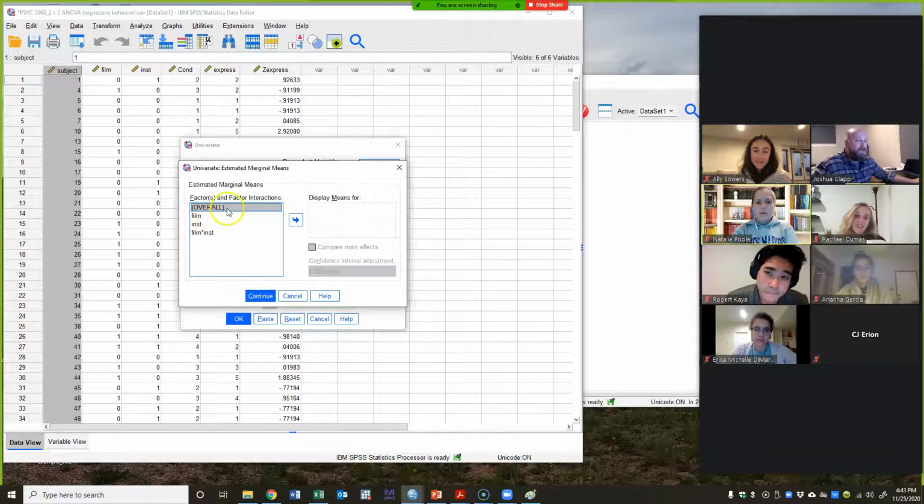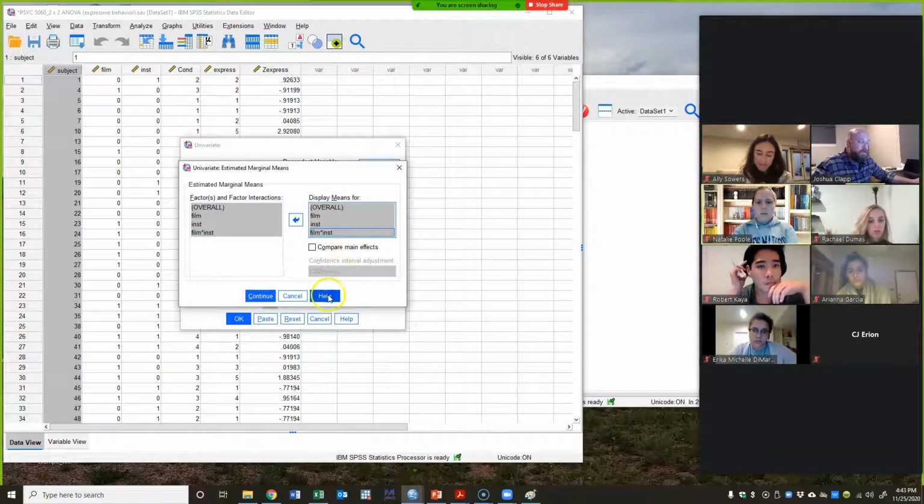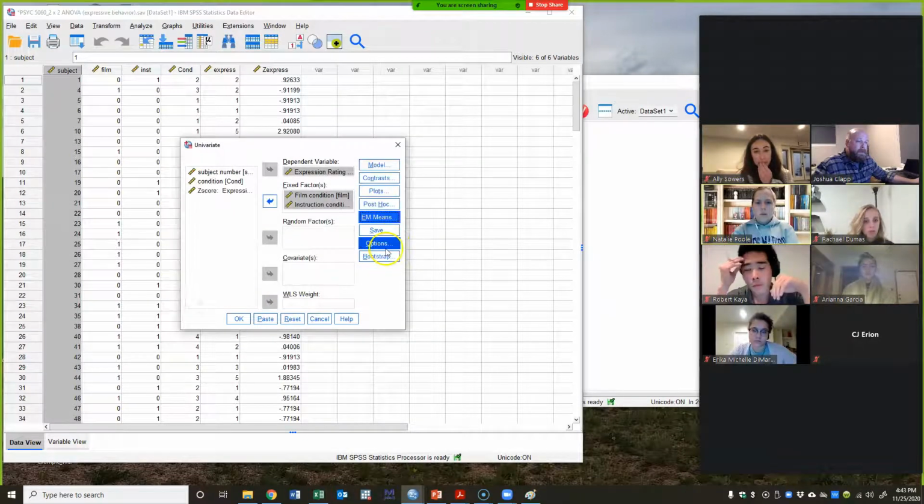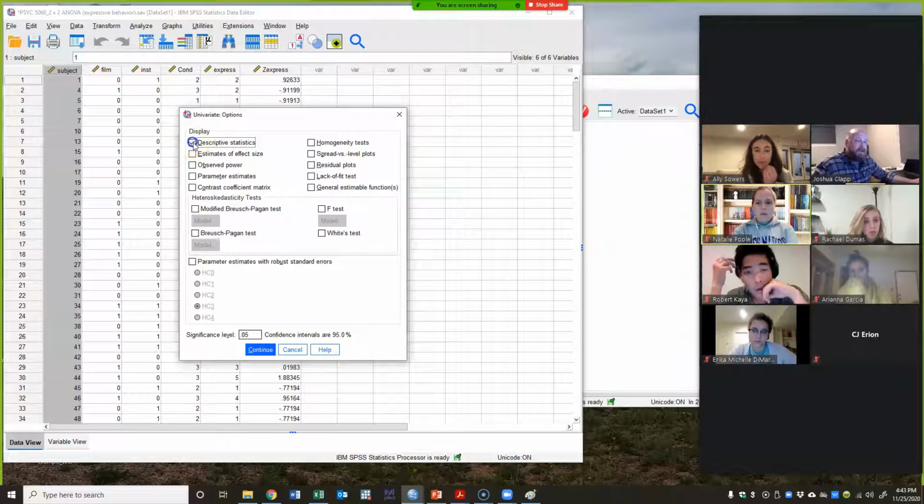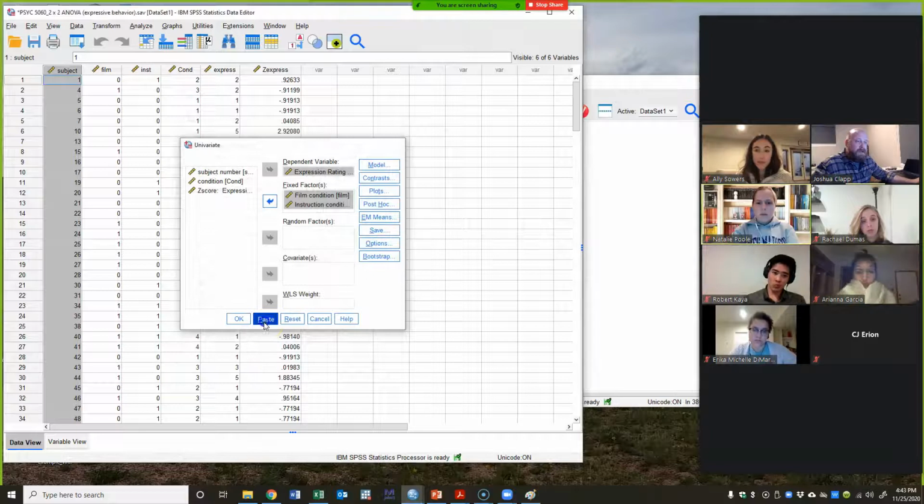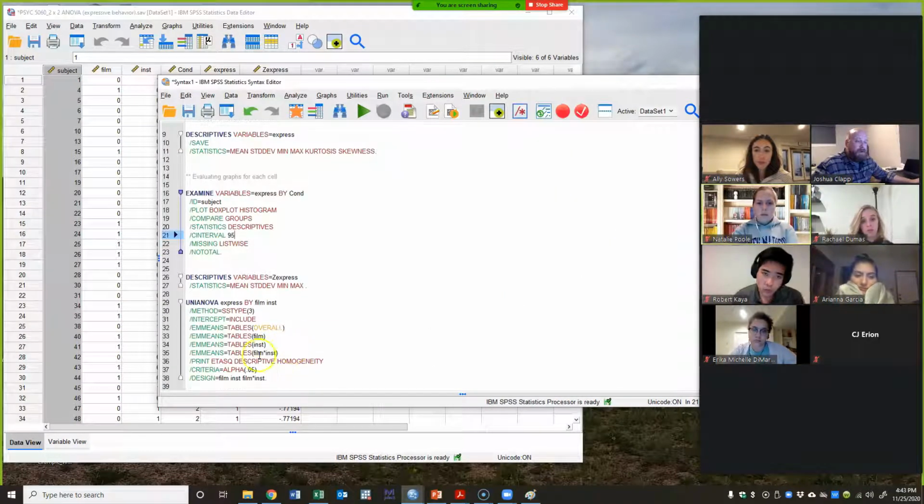Here, what we can do is take a look at our estimated marginal means, so we can go down through and request those. There's other stuff you can do. We won't worry about it right now. I hit continue. You can go to options. I'm going to ask for descriptive statistics, estimates of effect size, and homogeneity of variance tests, and we'll leave the rest alone. Okay. All right. I'm going to hit continue here. I'm going to paste that. All right.